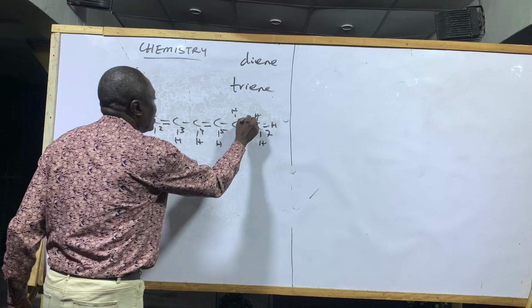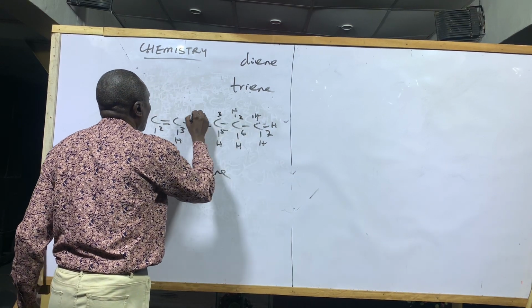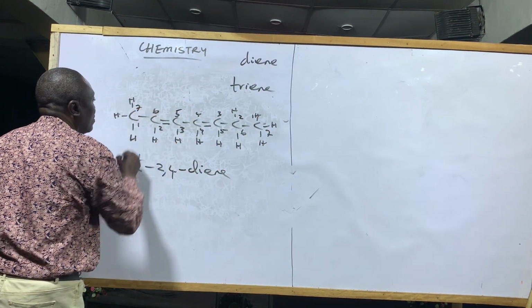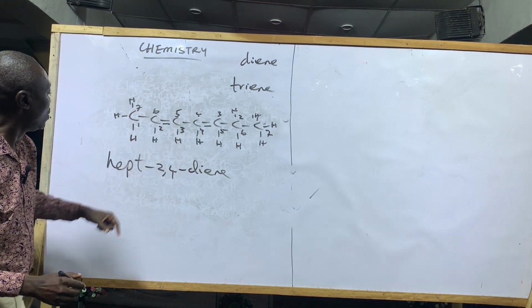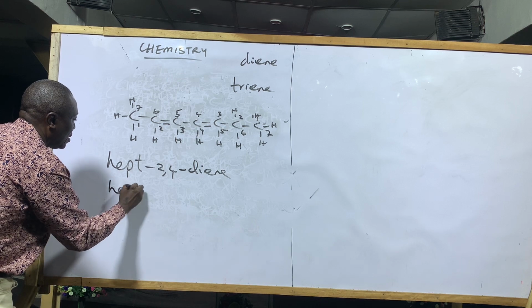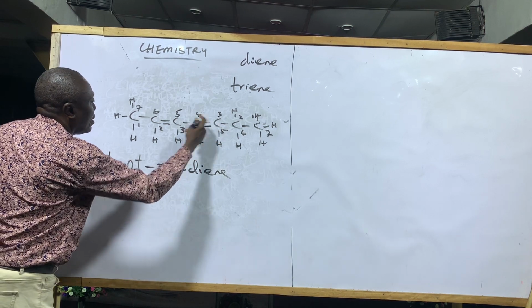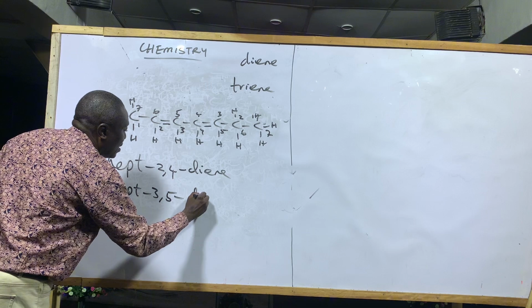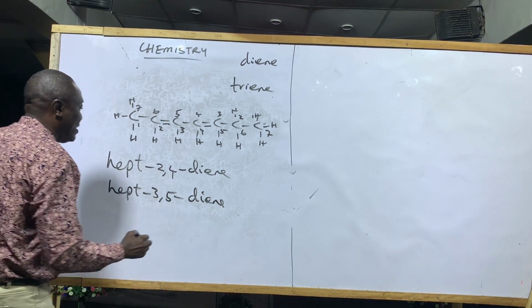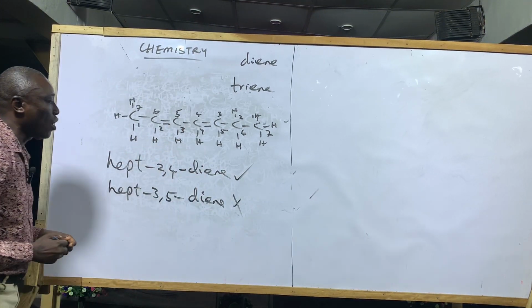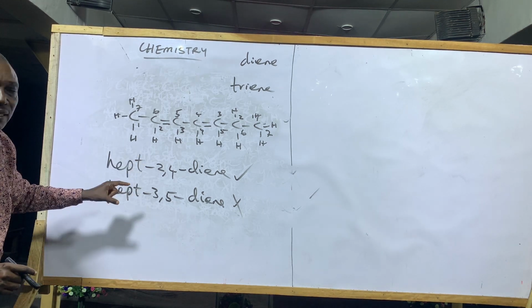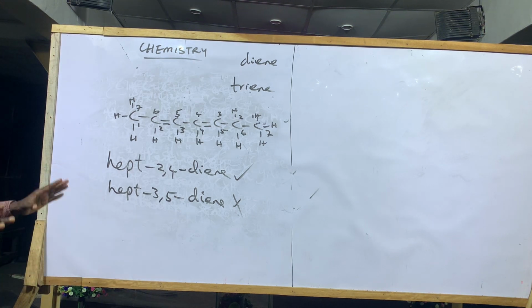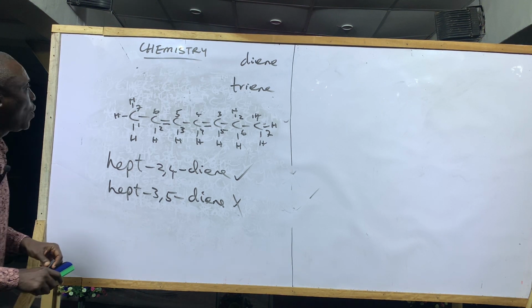And if you number like this, 1, 2, 3, 4, 5, 6, 7, the double bonds will be at position 3 and position 5. So that will be hept-3,5-diene. So this is correct, this is wrong, because in our IUPAC rules, the option that gives the lowest digit to the functional group is the correct option.